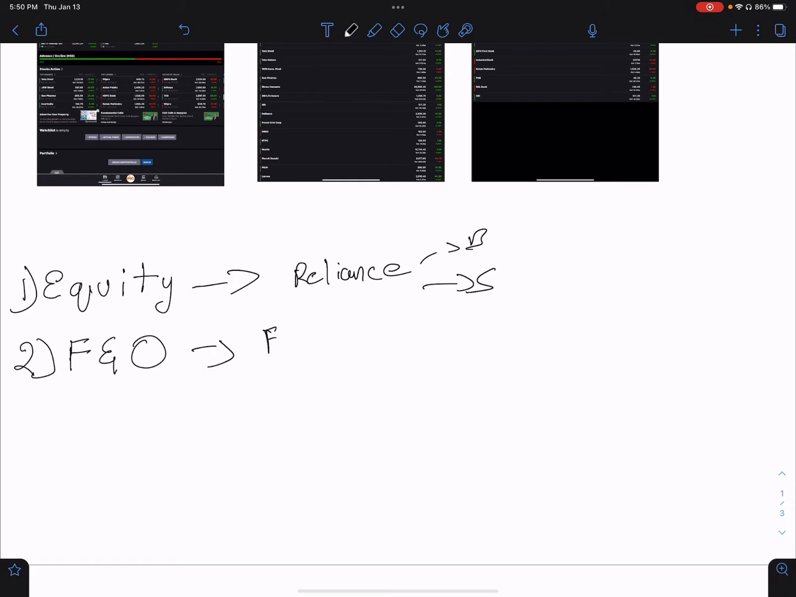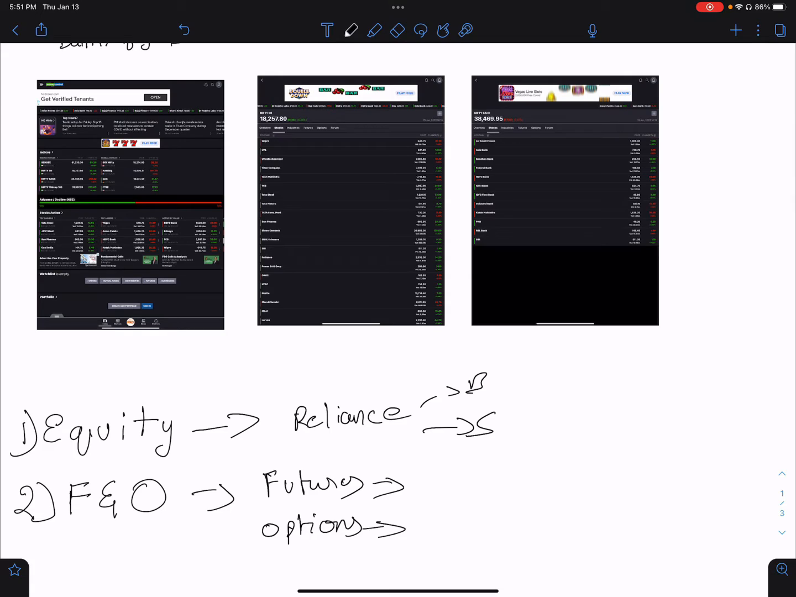F&Os are futures and options. Sorry for my bad handwriting. So how do these perform? Futures and options are contracts of the stocks or contracts of the indices. It's basically like a hero representing some character. These are like actors who act for the indices, like representatives for the stock or index. So if Bank Nifty goes from 100 to 200, one of the options of 100 call or put.